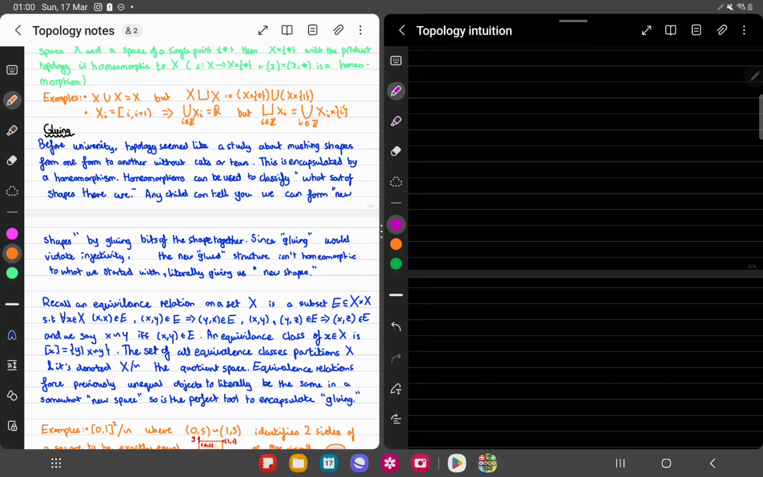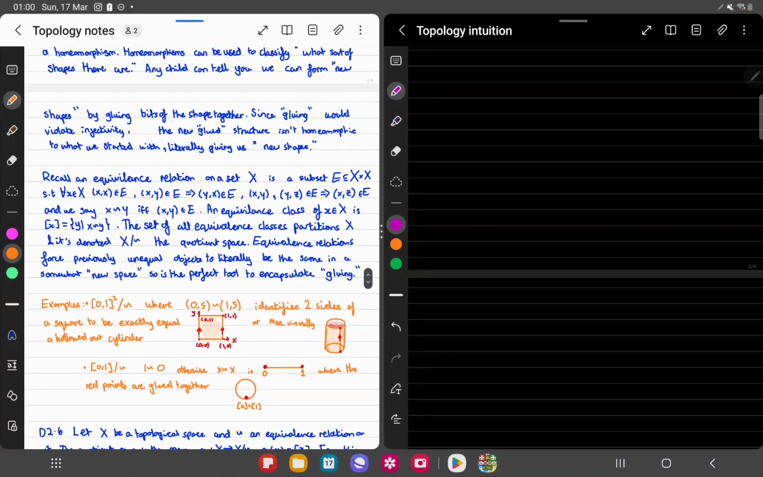Recall an equivalence relation on a set X is a subset E, and so on. I'm assuming you understand what equivalence relations are. If you don't, that's just first-year stuff. But the point is, an equivalence relation just defines a new way of saying two things are equal. What you might have forgotten is that the set of equivalence classes partitions the original set. So that would make sense.